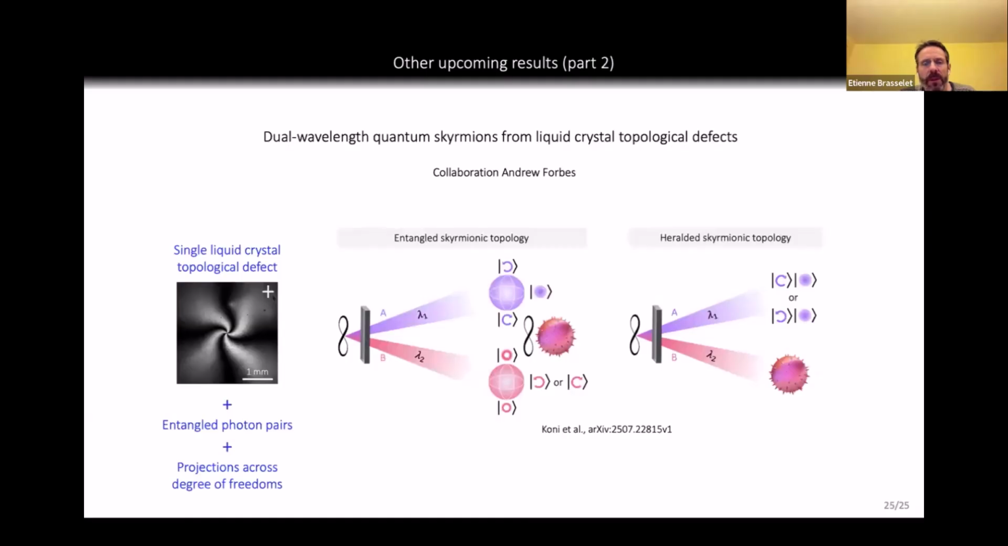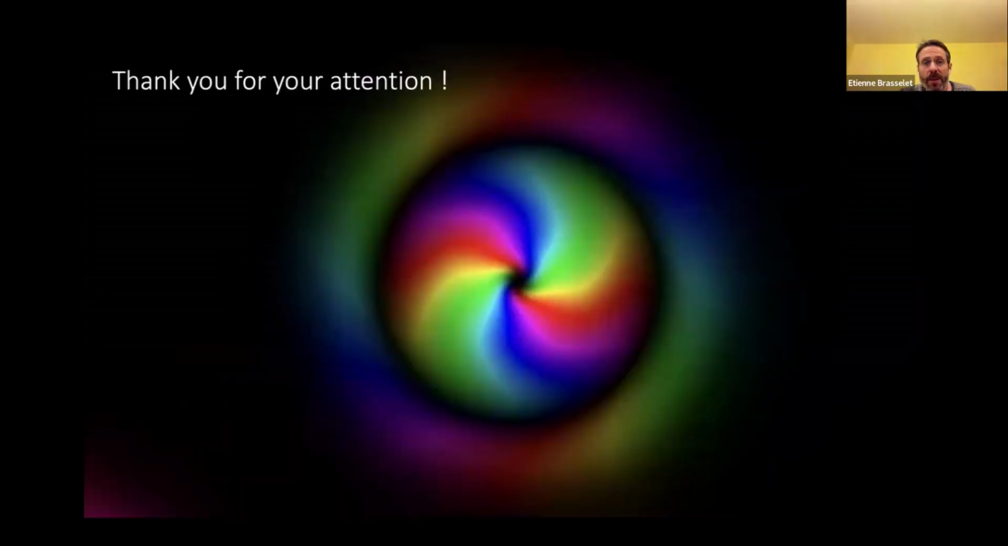And another work, in collaboration with Andrew Forbes, is related to the use of single liquid crystal defects in the framework of quantum optics, exploiting the spin-orbit properties and tuning capabilities of liquid crystals to shape entangled photon pairs and to play with the polarization projections in order to control the Skyrmionic topology. This could be attached either to the entangled states of a pair of photons or to a given photon once one has been projected to a well-defined spatial or spatial and polarization state. This work is already accessible on arXiv, as shown here. So I stop here. My time is over, and I thank you for your attention.